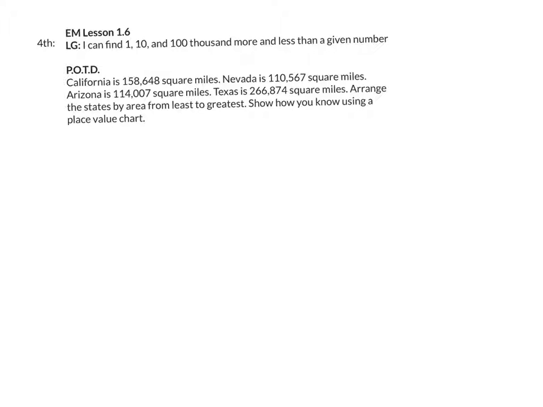Today, our learning goal says we're going to work on finding 1,000, 10,000, and 100,000 more and less than a given number. I wrote it wrong on the board, so don't worry, fix it right now. Basically, you're going to get a number, and you have to tell me what's 1,000 more than that number, or 1,000 less, or 100,000 more, or 100,000 less. Make sense? And we're going to use what we know about place value to help us do that.